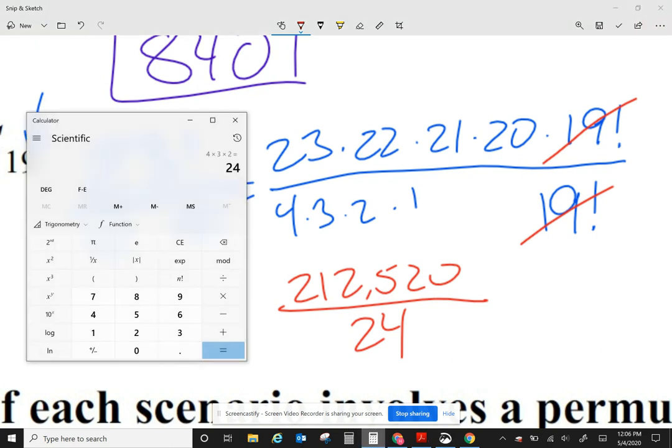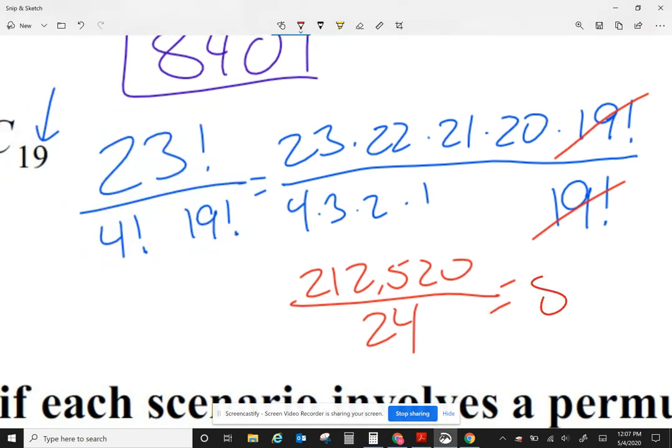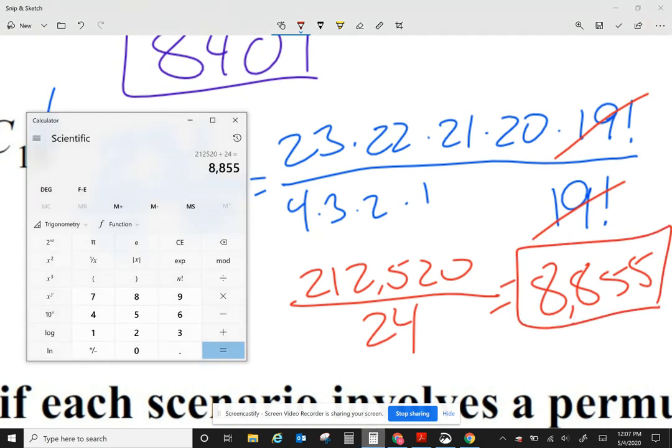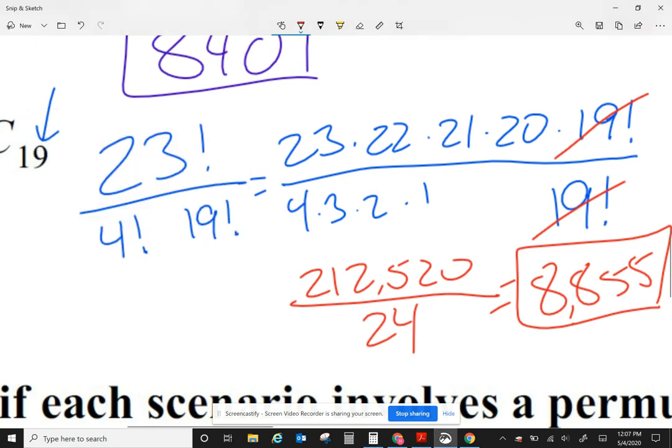Now, let's see what I get in this fraction. 212,520 divided by 24 equals 8,855. So my answer is 8,855. I'm going to use the comma for the thousands. But once again, the comma, when you type in your answer, it's optional. If you just type in the digits, 8855, that will be marked correctly.